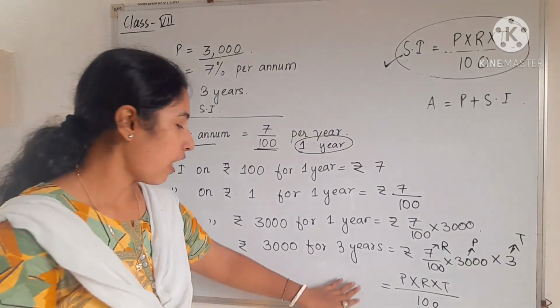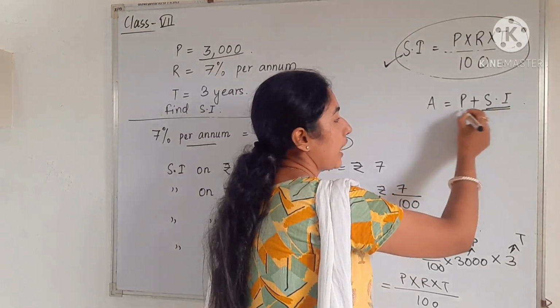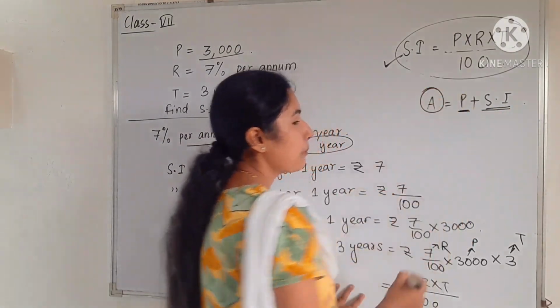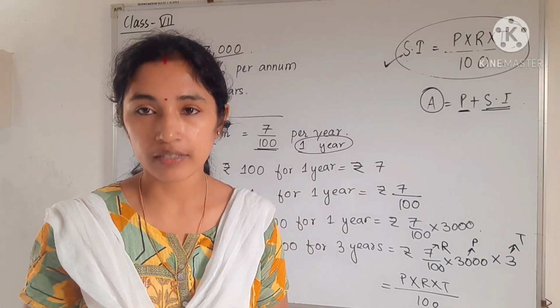Okay students, so after finding the SI we can put it here and add it with the principal, so that the amount of money which we will get back after 3 years we can easily find.